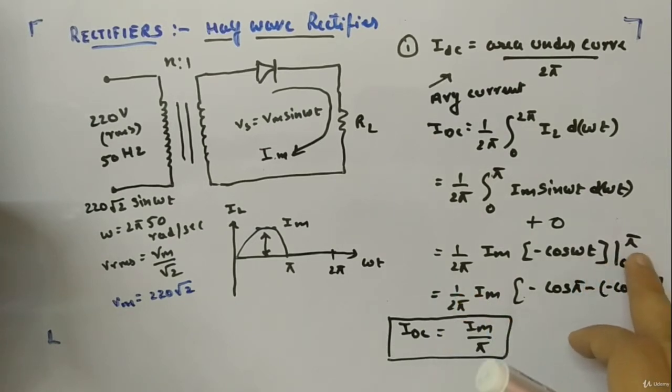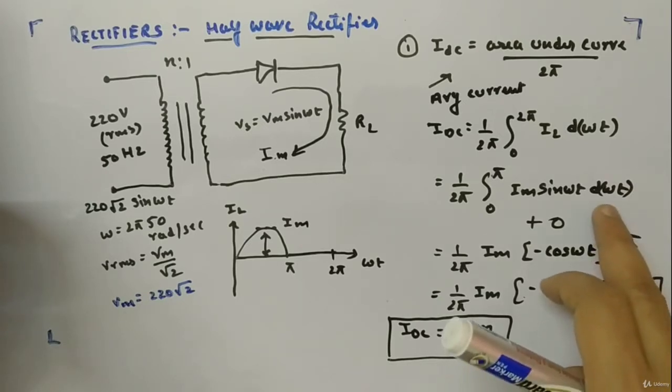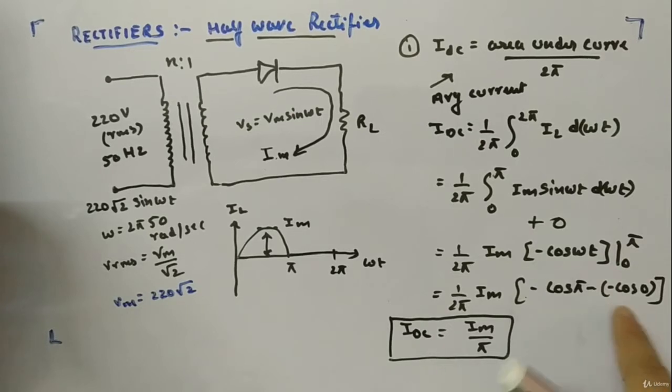I will put the value of pi not at t, I will put at omega t because the integration is with respect to omega t. So in place of omega t I put pi and 0. Okay, so minus cos pi minus of minus cos 0. I have applied the limits. So you will get minus 1 into minus into minus 1, that will give you 1, and here cos 0 is also 1. So 1 plus 1 will be 2, and 2 and 2 will get cancelled here. So you will get Im by pi.